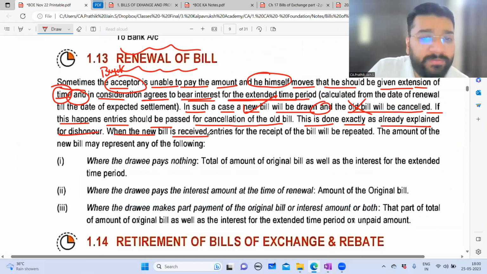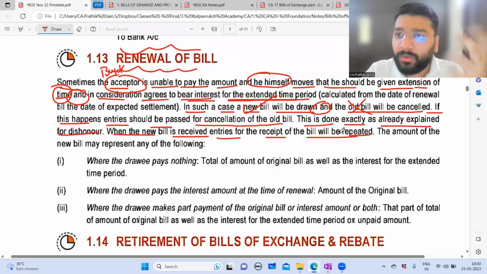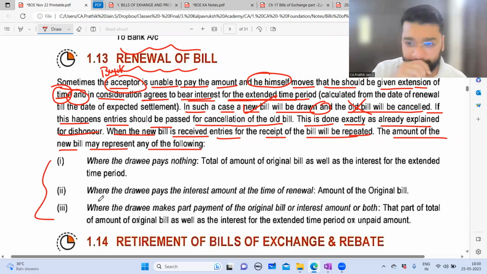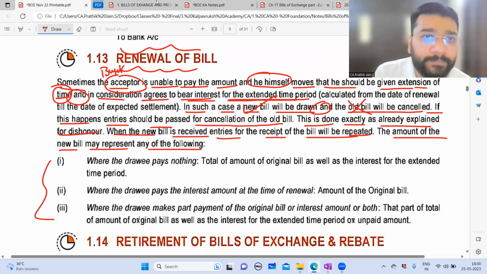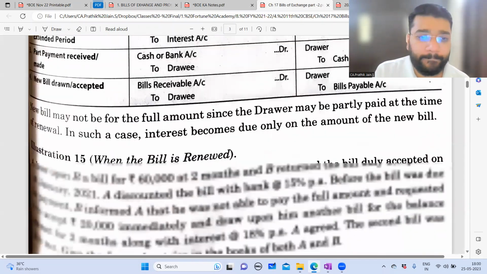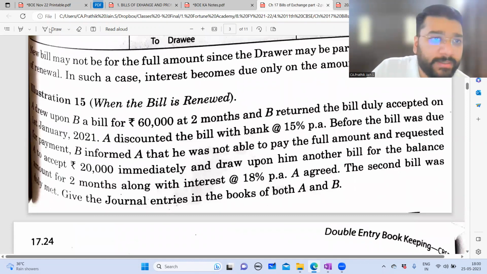When a new bill is issued, entries for the receipt of the bill are repeated. How you pass an entry for the original bill, for the new bill also you will pass the entry the same way. The amount of the new bill may represent any of the following. Now, this we'll understand through a practical example. Okay, let's take illustration 15 to understand this.